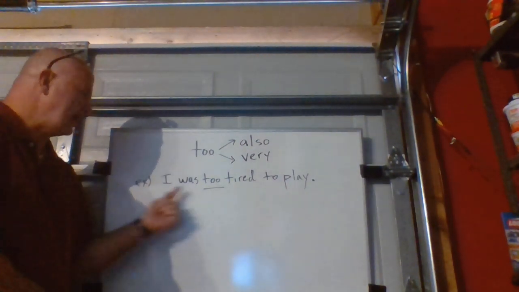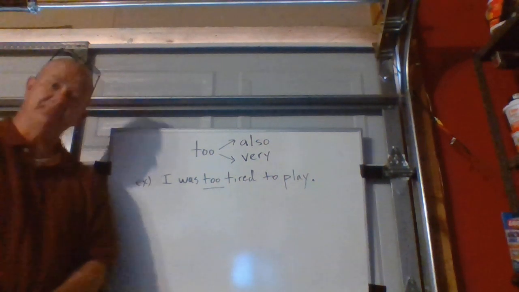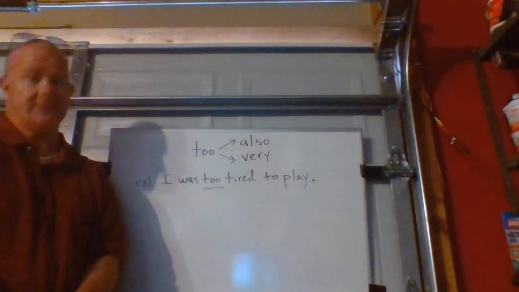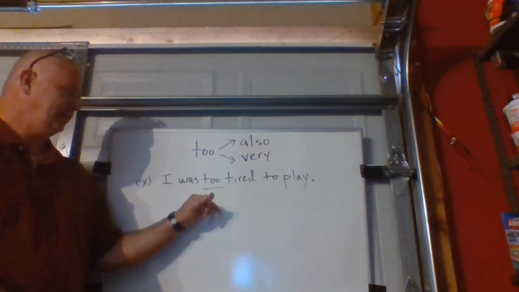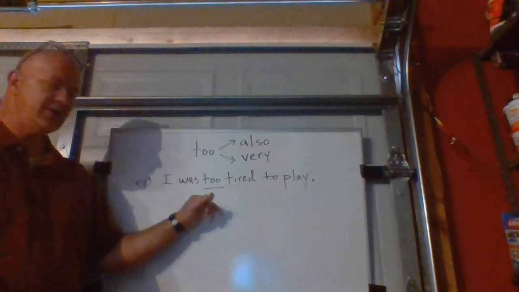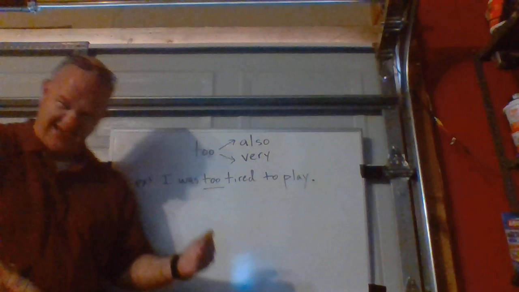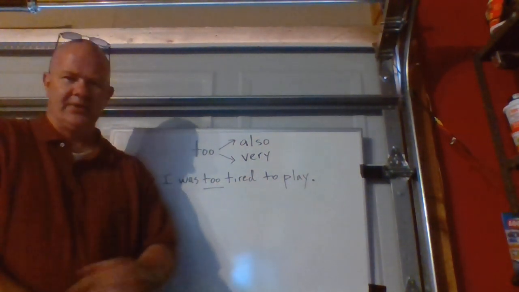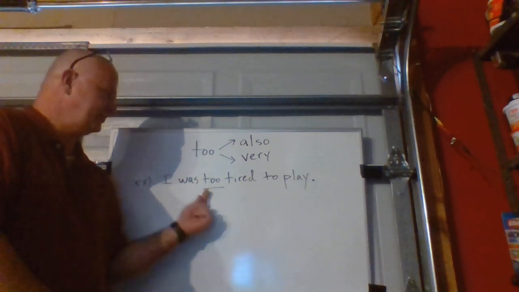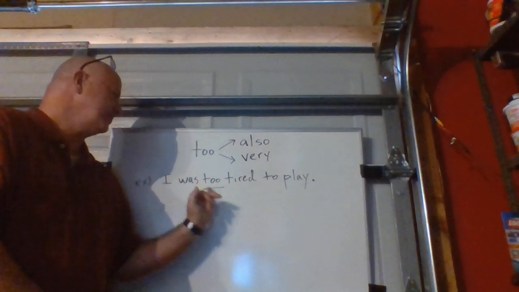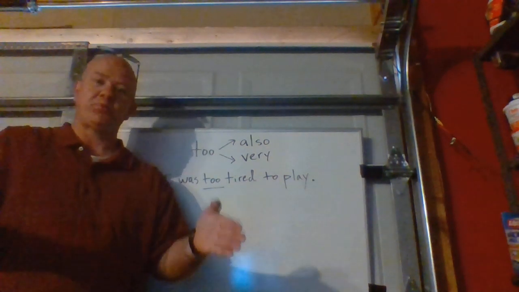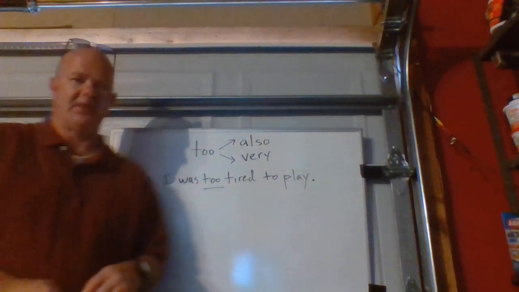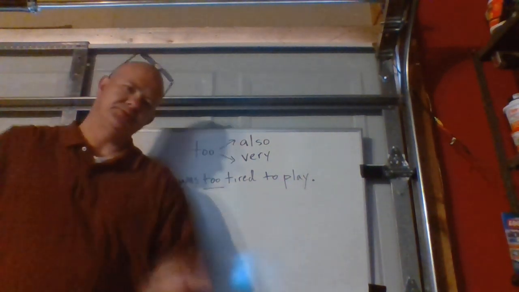Let's take a look at the other use here. In this example, I was too tired to play. In this situation, it is being used as an adverb, and we could substitute the word very in there, and it makes sense. I was very tired. Don't worry about the rest of this sentence. That'll create confusion. Just look at these two words right here. I was very tired. If that phrase makes sense, you know you have the correct spelling here. So you could say, I was too tired to do something.